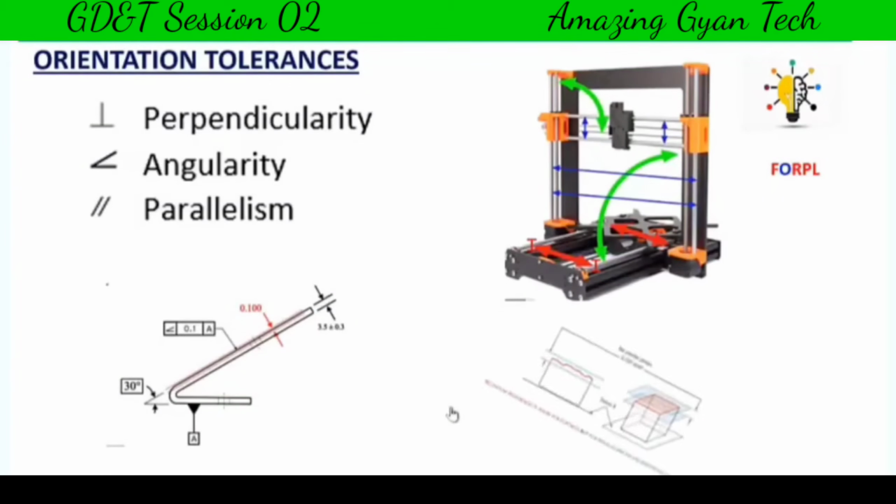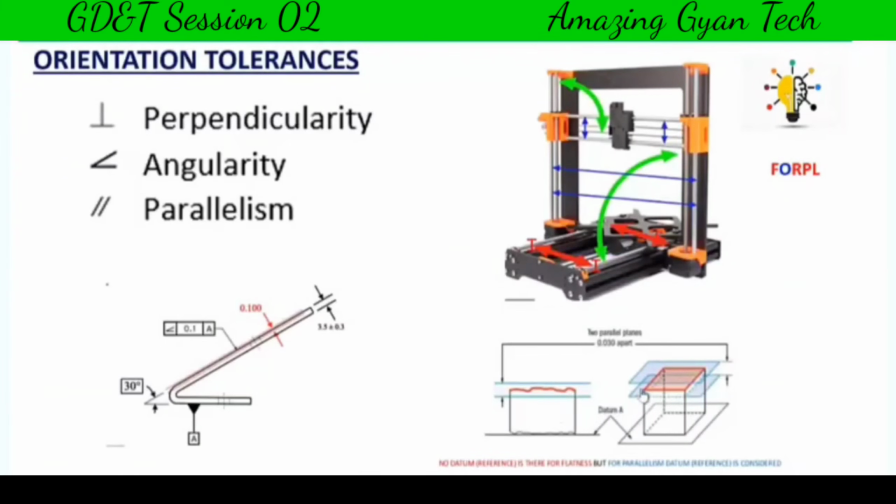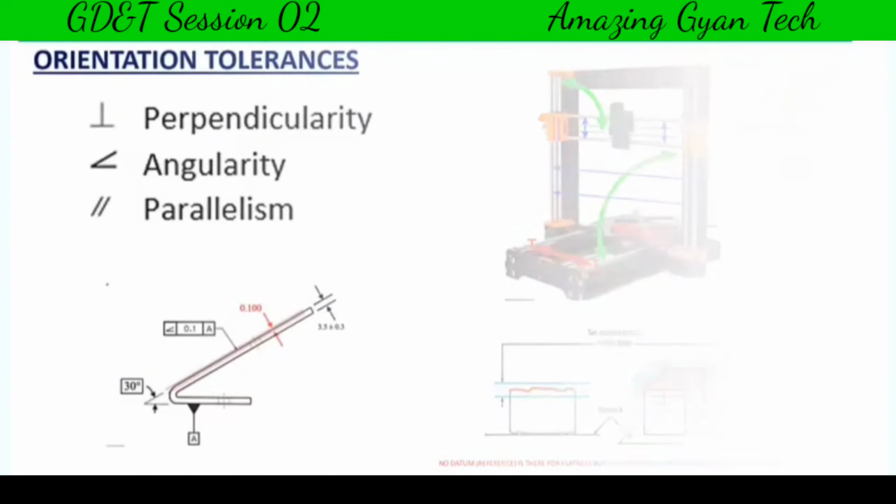And parallelism is similar to flatness or straightness, but it is parallelism with respect to one more surface. The main difference is that for flatness, we are not giving any reference. We say it should be flat, but for parallelism, we need to say with respect to what it should be parallel. So a datum is required in this case. We will deal with all these things in detail.